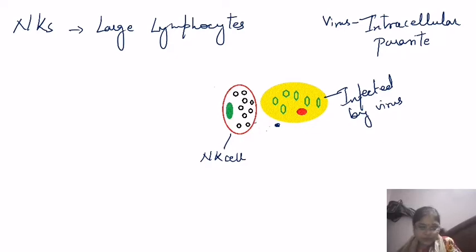Or suppose I make another cell for you. Just wait a minute. This is the cell, this is a virus infected cell. Suppose there are viruses here, a lot of viruses are there in it. Now it will form viral particles, and you can see these are viral glycoproteins on it.